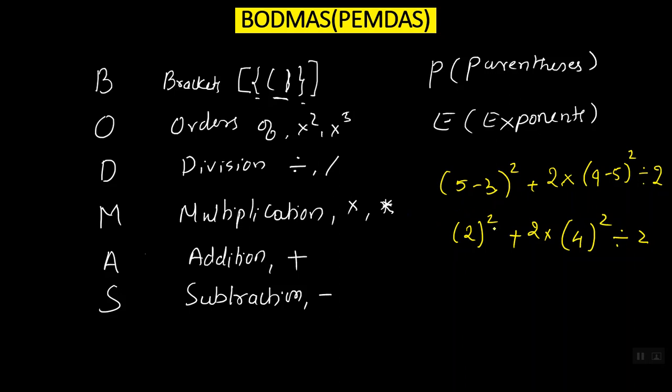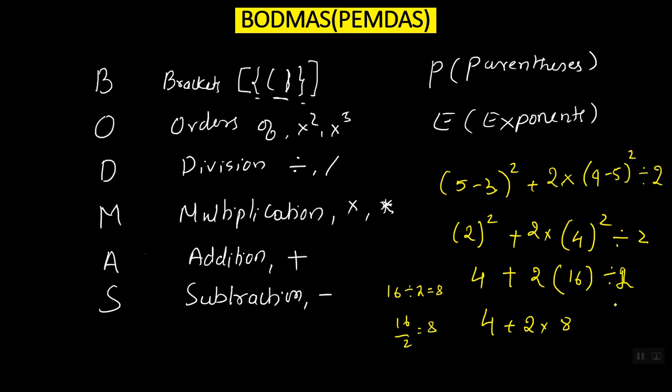Now I have to go with the orders. So 2 square is 4, plus 2 times, what is 4 square? 16, divided by 2, isn't it? So before going to the multiplication, I have to do the division of this. So 4 plus 2 times 16 divided by 2. 16 divided by 2 is 8. Okay, so I'm just writing it as 8.